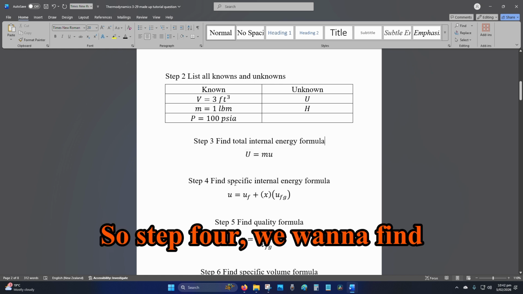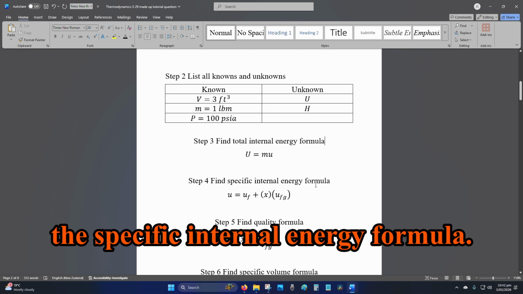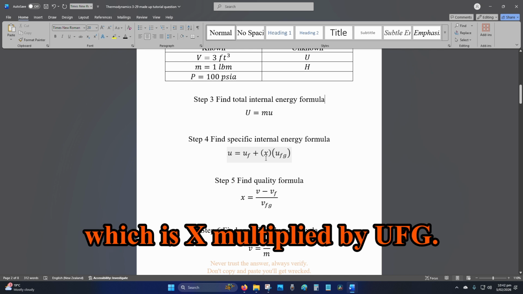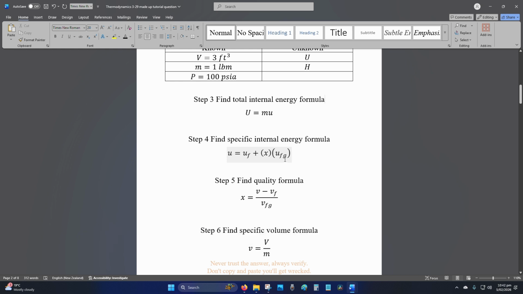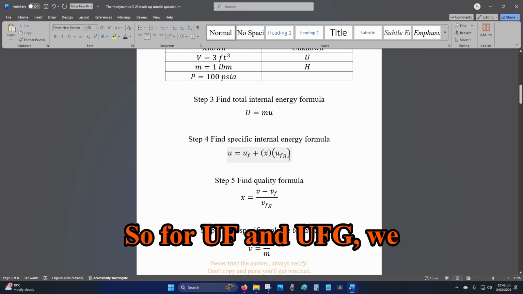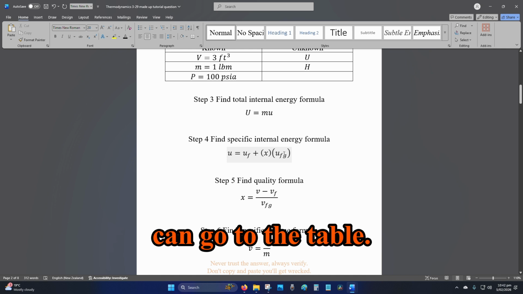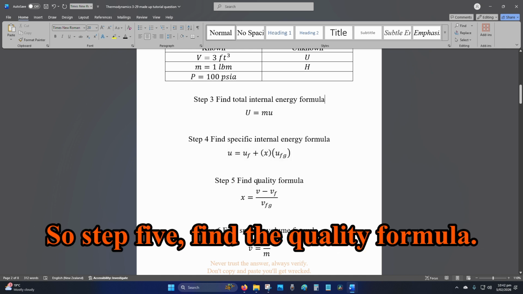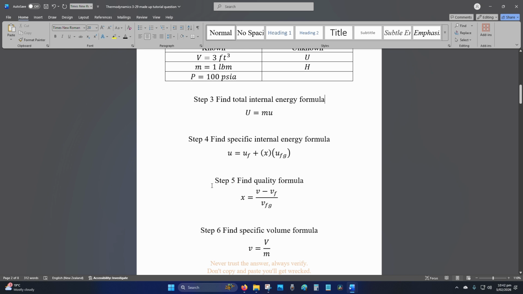So step 4, we want to find the specific internal energy formula. So little u is equal to UF plus quality, which is X, multiplied by UFG. So for UF and UFG, we can go to the table. For quality, we need to figure that out. So step 5, find the quality formula.